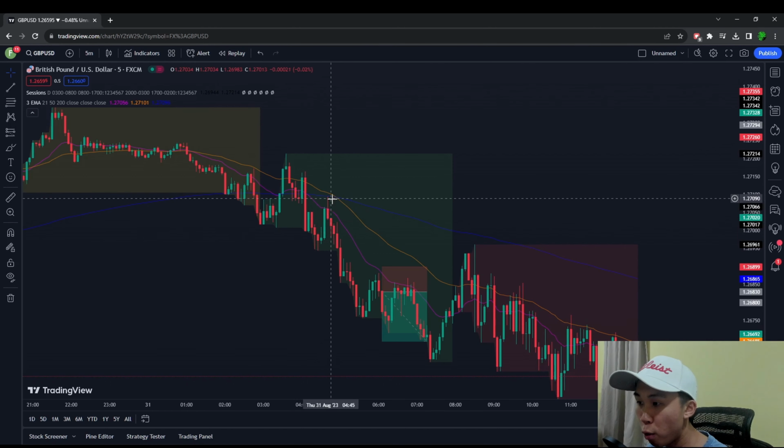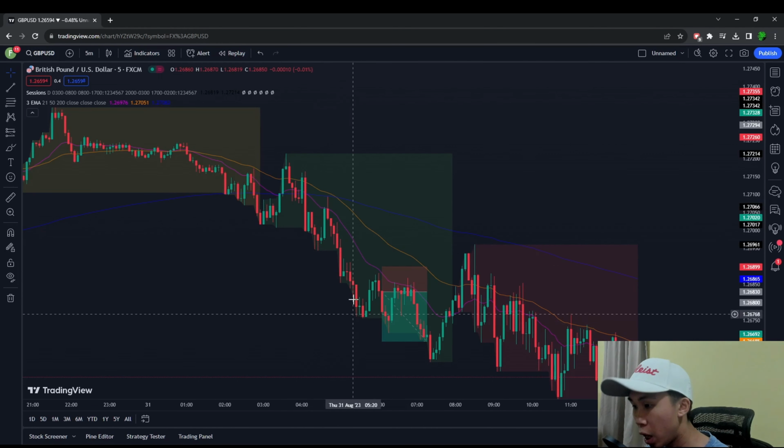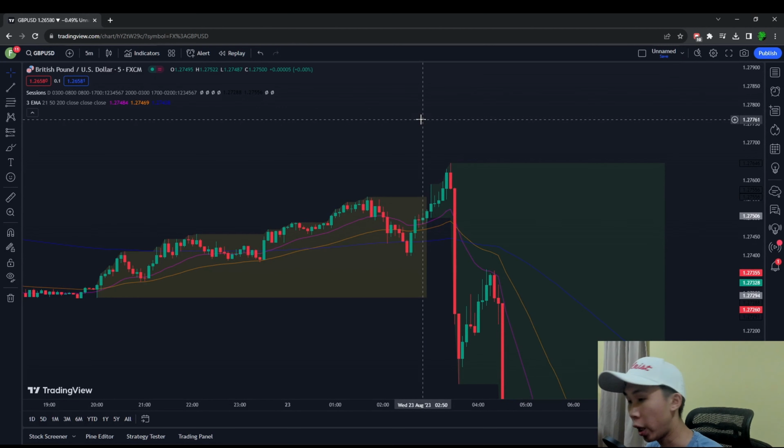The 200 moving average, the blue line, is still in between. It has not fully aligned yet, so I wouldn't take the sell here, although it has played out perfectly. Have a look at this one, how we avoided that loss here.